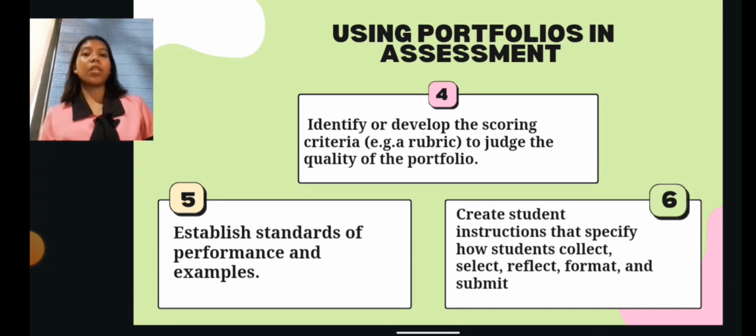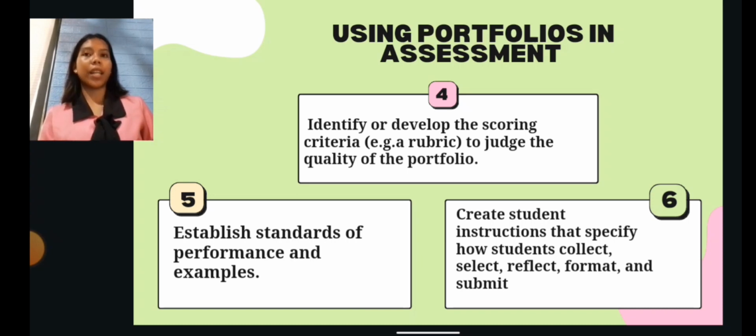The fourth one is identify or develop the scoring criteria, like rubrics, to judge the quality of the portfolio. In making a portfolio, there's always a criteria. Even if it's not a portfolio, there's always a criteria or a rubric that the student will follow. So this is also the way you are going to grade the portfolio that you have given to the students. The fifth one is establish standards of performance and examples.